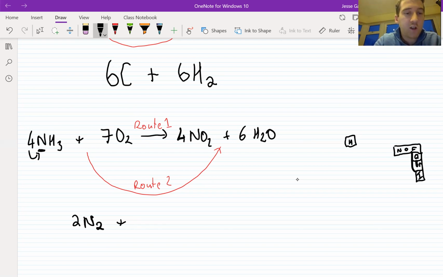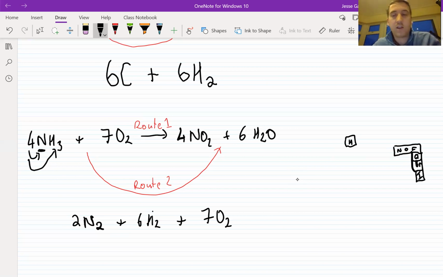I've got hydrogen. I've got 4 times 3 hydrogens, which is 12. So that will be 6 H2s. Well done if you got that right. And oxygen is already an element. So it is already done for you, plus 7 O2. So that's route 2, 2N2 plus 6 H2 plus 7 O2. Well done if you did that right.